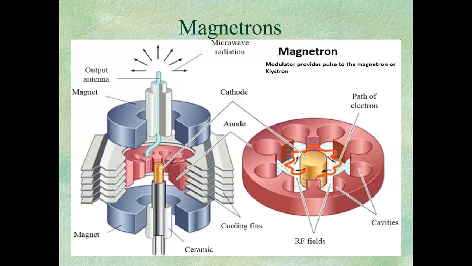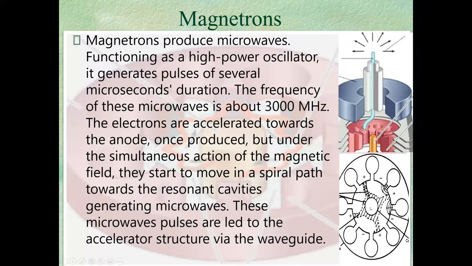So here you can see again in this diagram, when the electrons are created at the cathode, they are accelerating towards the anode, but because of the magnetic field at the top, instead of going straight, they start spiraling towards the anode. And when they are spiraling, they are creating the microwave. So they are functioning as a high power oscillator and generate pulses of microsecond durations. The frequency is 3000 megahertz.